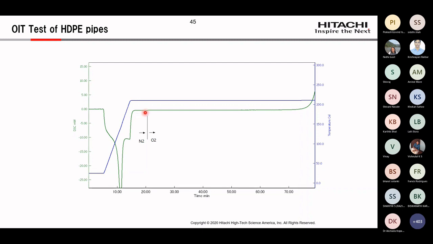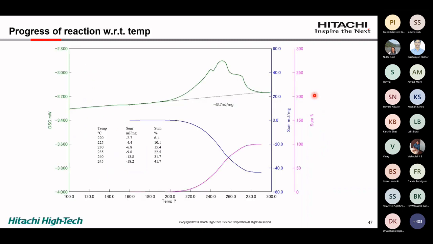And now this is the time. Can you see over here? It has taken more than 70 minutes to degrade. So more than 35 minutes is treated as a good pipe, because this test is carried out at 200 degrees Celsius in a pure oxygen atmosphere. It is not carried out at room temperature or other temperatures. So you heat the polymer, go to 200 degrees Celsius, switch over from nitrogen to oxygen, and then determine how much time it is taking to degrade the polymer. More than 35 minutes is taken as the good quality of HDPE pipe, which is used for the optical fiber cable.